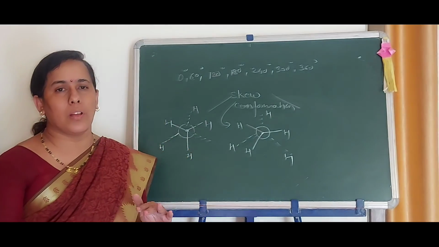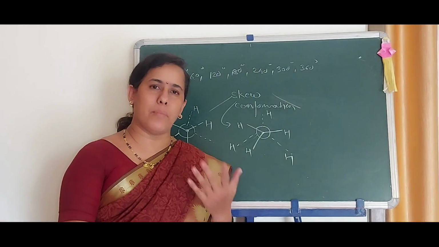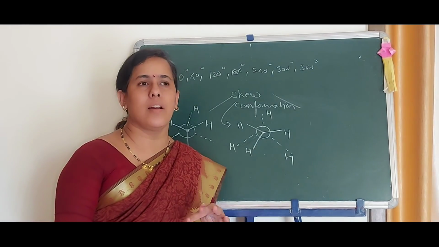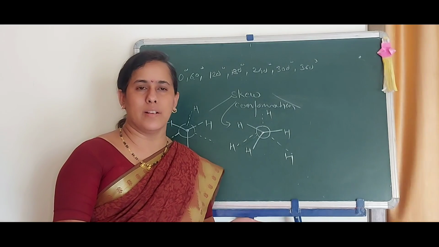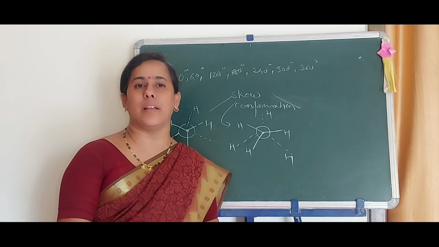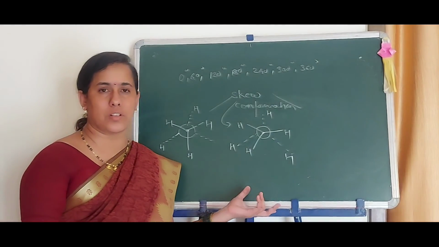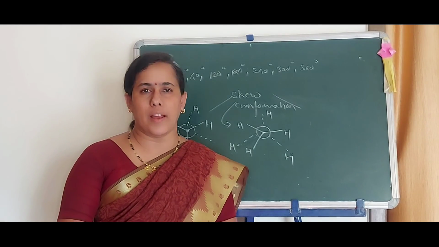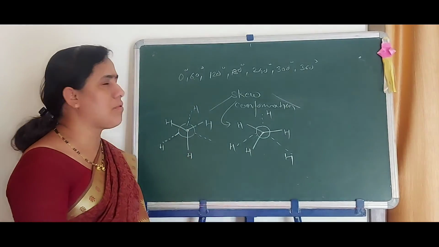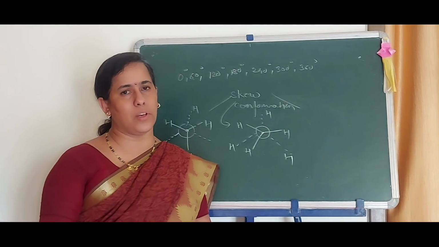In the staggered conformation, there are also two types: fully staggered and partially staggered. Fully staggered is called anti-periplanar, and partially staggered is called synclinal. In this way, we have completed all the conformation structures, how to draw them for butane and ethane. In the next section, we are going to see the conformational analysis for ethane. Okay. Thank you.